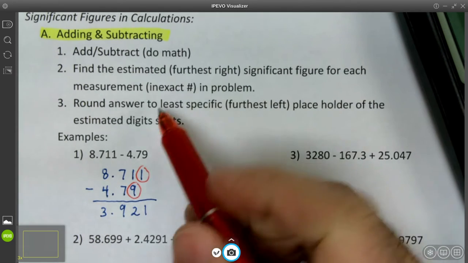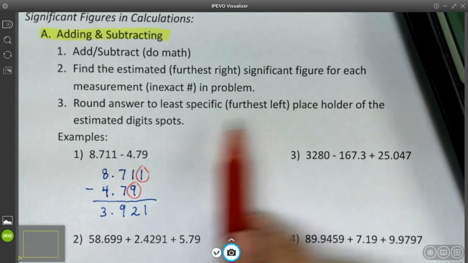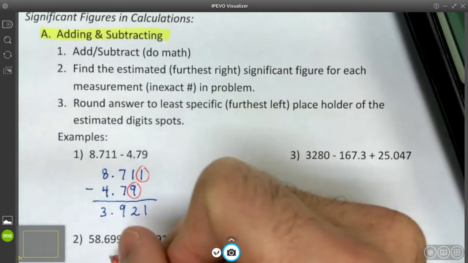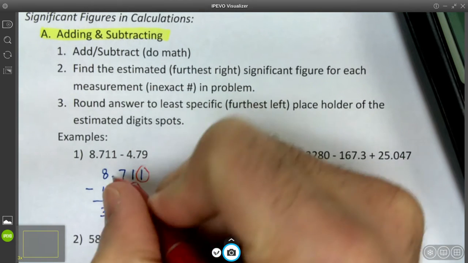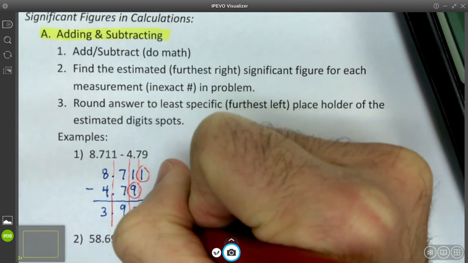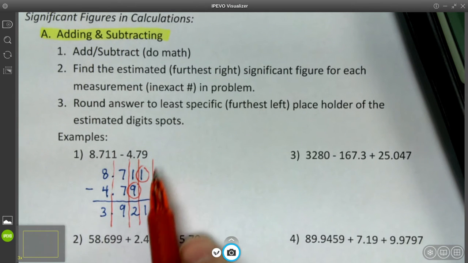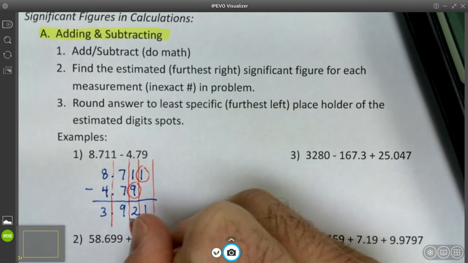Okay. Then round your answer to the least specific, or in other words, furthest left placeholder of the estimated digits spots. So this is why I did it vertically. If you think of the digits, the numbers, as being in certain spots like ones, tenths, hundredths, thousandths, think vertical, column-wise like this. Of the estimated digits, the ones that I circled, which one is the furthest left? Well, that would be the 9. What that tells you is that is the decimal spot that you are going to round your answer to. So this is in the, what is that, hundredths? That's the hundredths. So that means we're going to round to this spot.